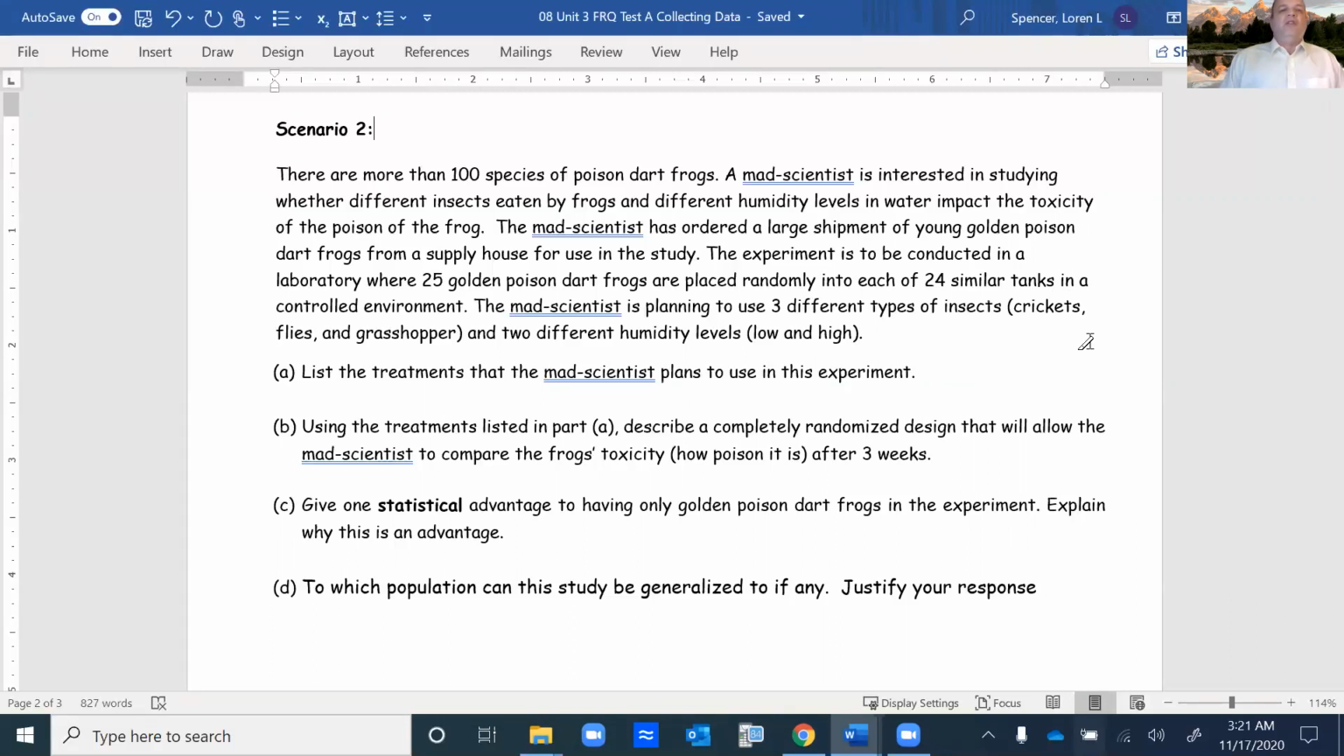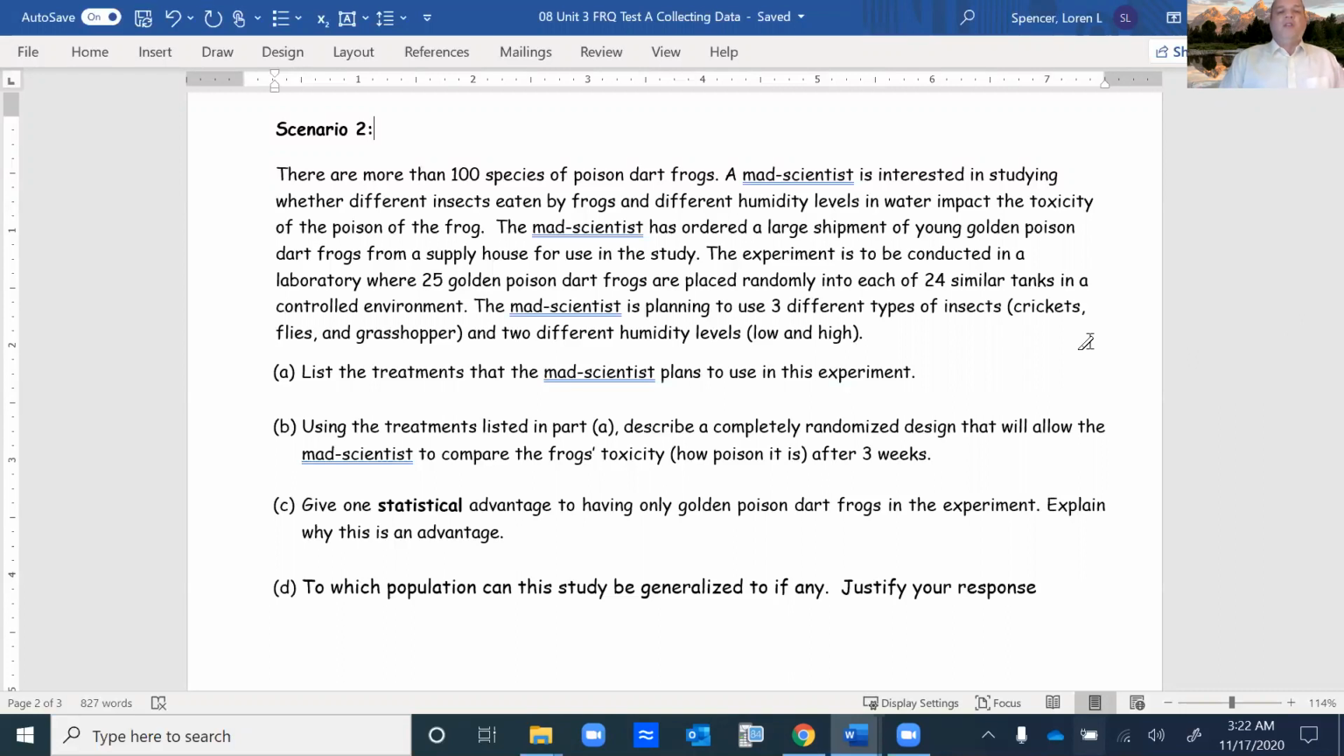The mad scientist is planning to use 3 different types of insects: crickets, flies, and grasshoppers, and 2 humidity levels, low and high. List the treatments the mad scientist plans to use in this experiment. Well, in this case, we have 3 types of insects and 2 types of humidity levels. So 3 times 2 is 6. So I have 6 different treatment groups.